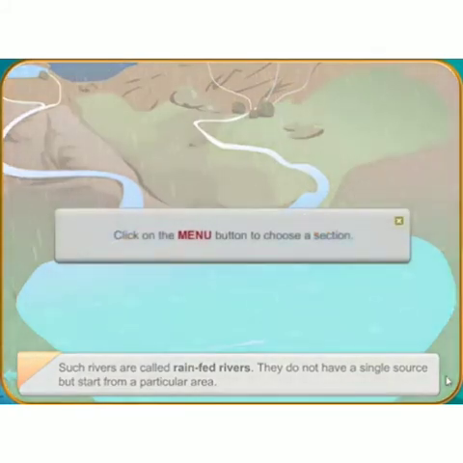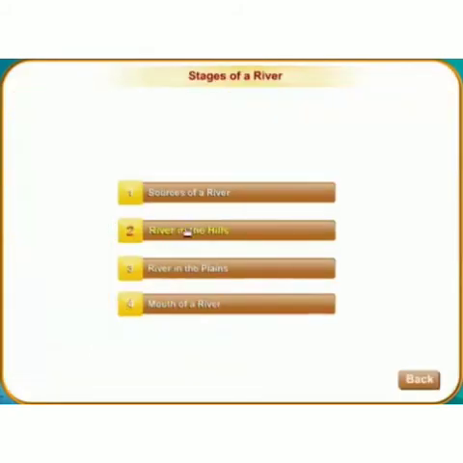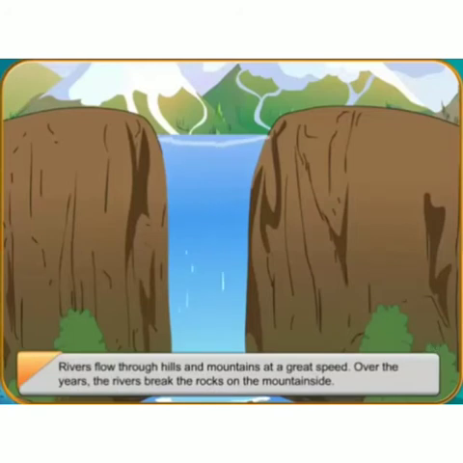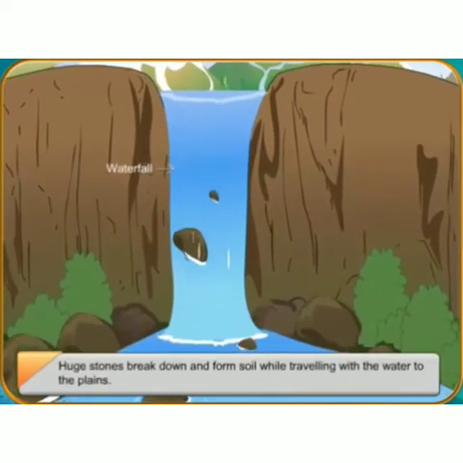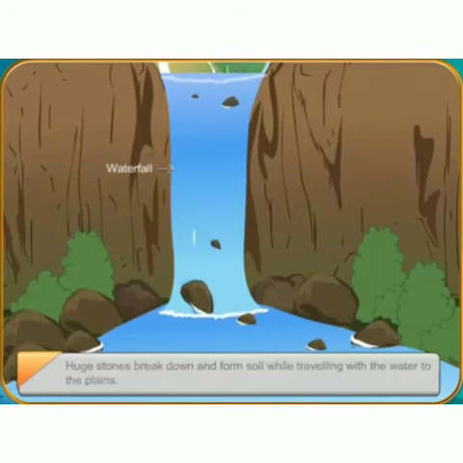Now students, let us discuss about the course of a river in the hills. Rivers flow through hills and mountains at a great speed. Over the years, the rivers break the rocks on the mountainside. Huge stones break down and form soil while traveling with the water to the plains.